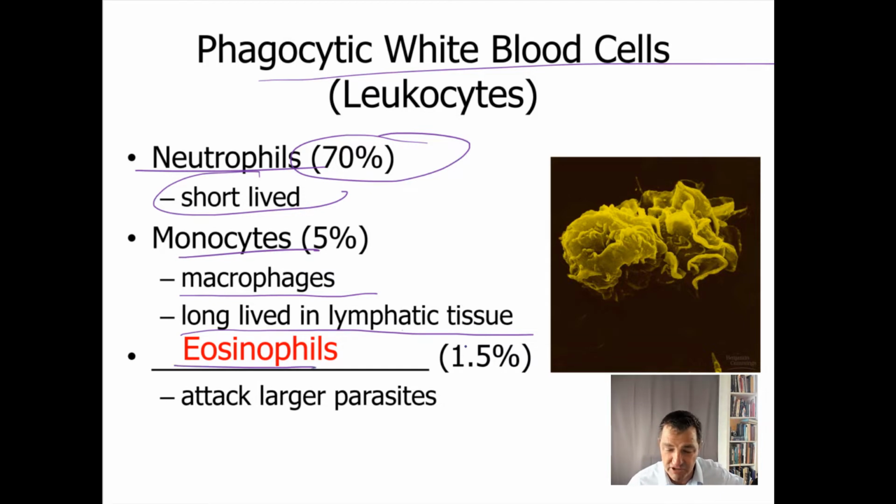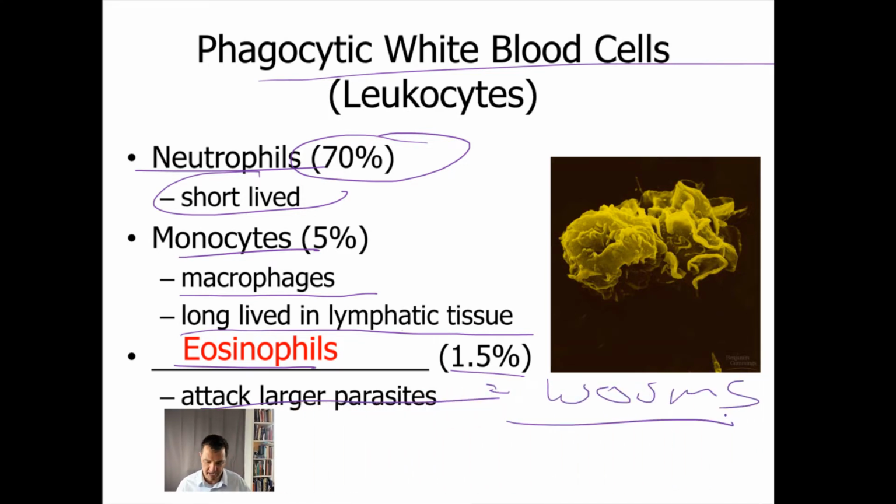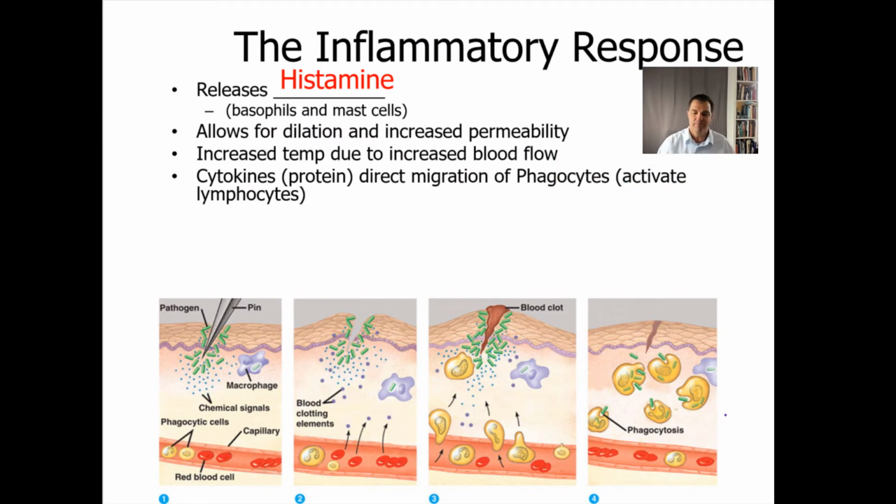We have eosinophils that are not very common. They attack larger parasites like worms. So let's say you had a blood test done and you have a really high eosinophil count. That's an indication that you maybe have a larger kind of parasitic organism. It could mean other things too, but a worm infection is one of them.